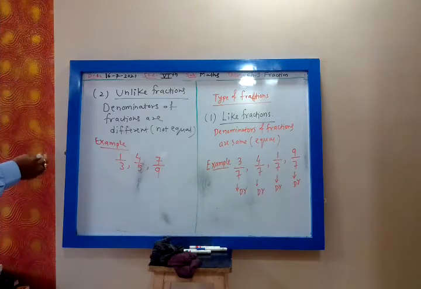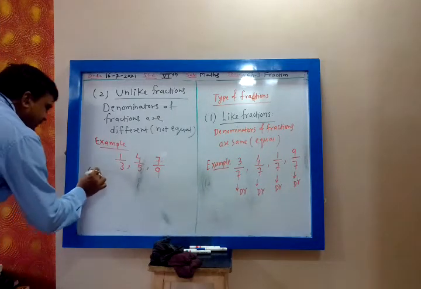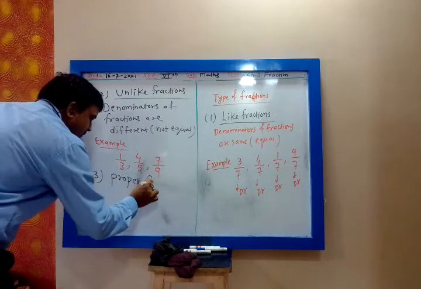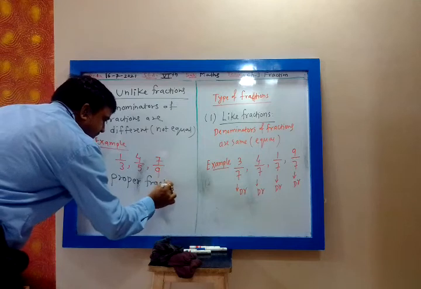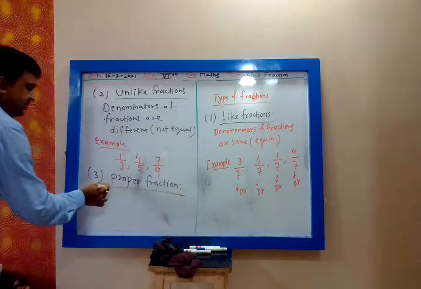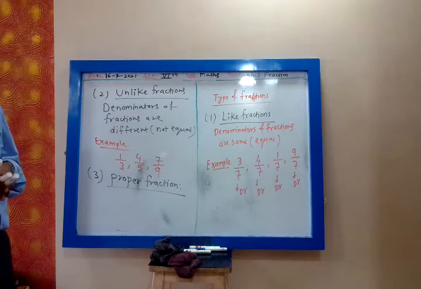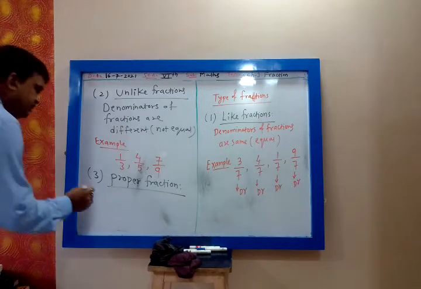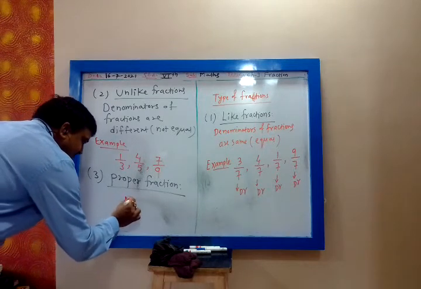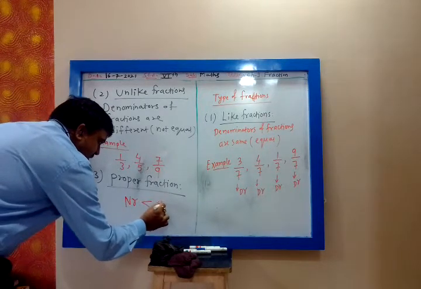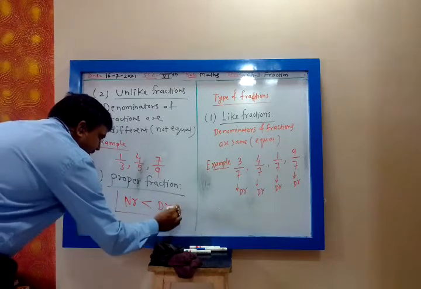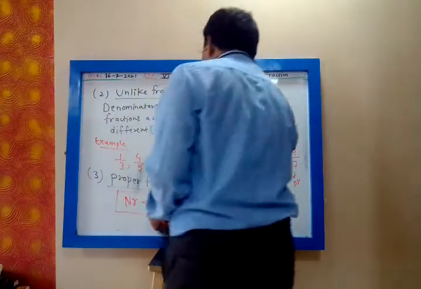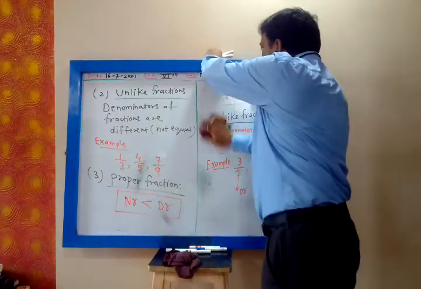Okay. Then third type is proper fraction. Screen is clear. In proper fraction, numerator is less than denominator. If numerator is less than denominator, then it is proper.